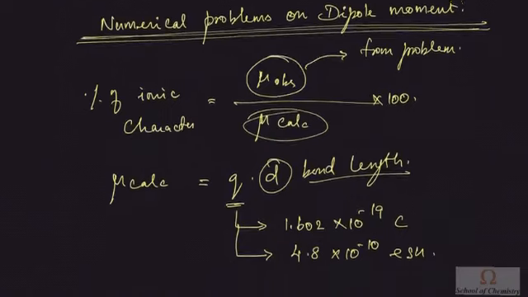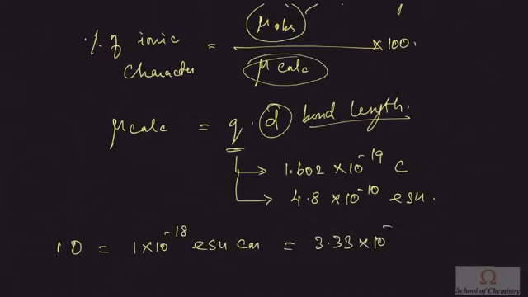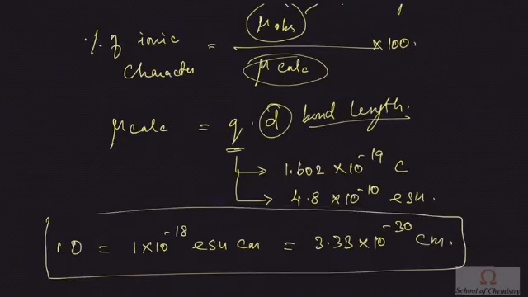And one more thing we need to know is the conversion factor. Generally dipole moment will be expressed in terms of debye. So 1 debye is nothing but 1 into 10 to the power minus 18 electrostatic units centimeter, and that is equal to 3.33 into 10 to the power minus 30 coulomb meter. So this conversion factor, students, you need to remember.